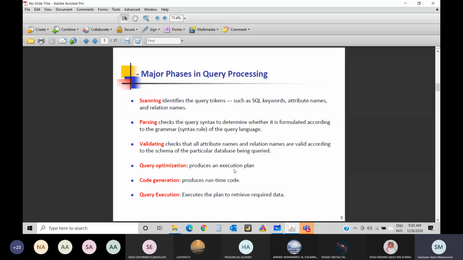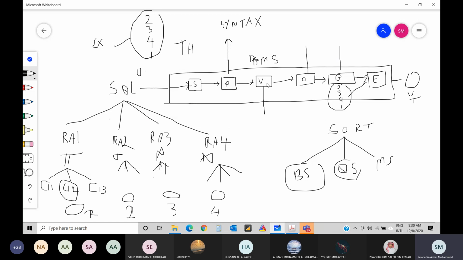The query optimizer produces an execution plan. The code generator produces the runtime code, and the query executor will execute the code for you. So this is what I just talked about one by one.